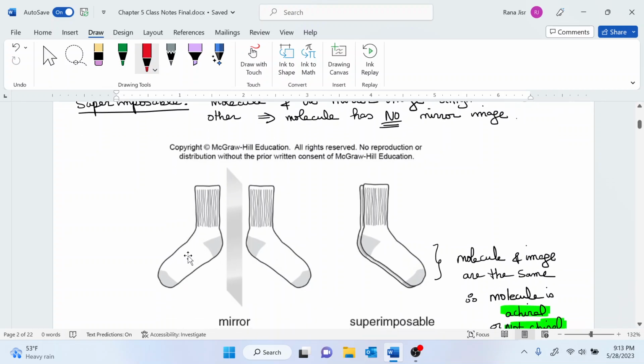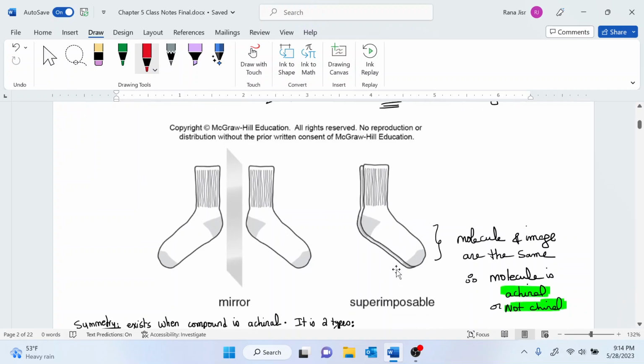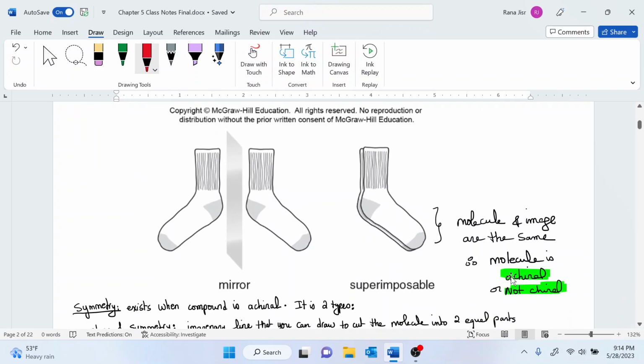So if they are the same, this means that they are not mirror images. And we say that the molecule and its mirror image simply align with each other. These are superimposable. So we say that the molecule is achiral, or not a chiral molecule. So by definition, an achiral molecule is a molecule that has no mirror image because the mirror image is exactly the same as the molecule.